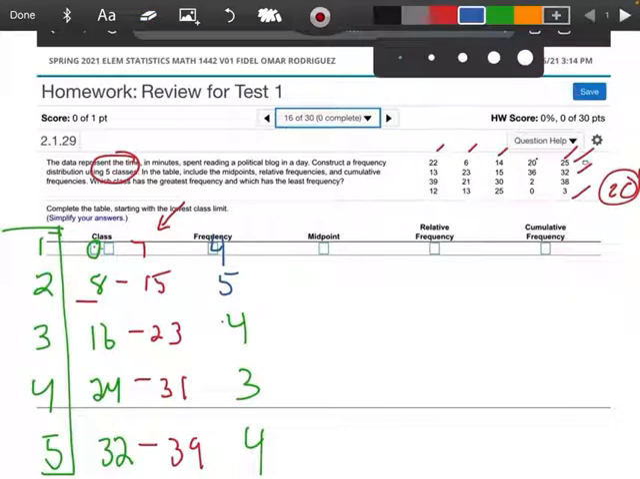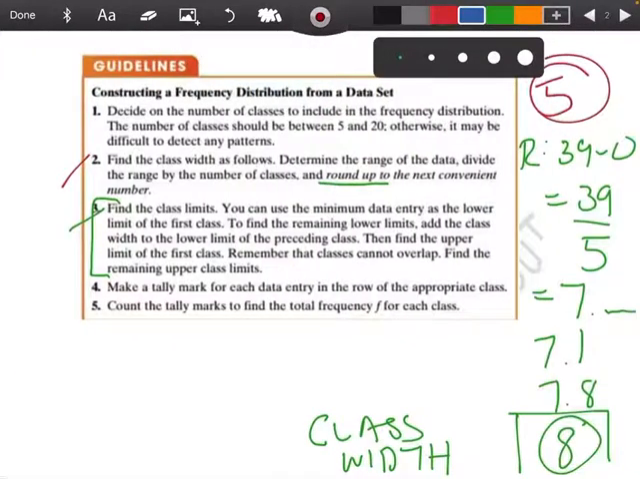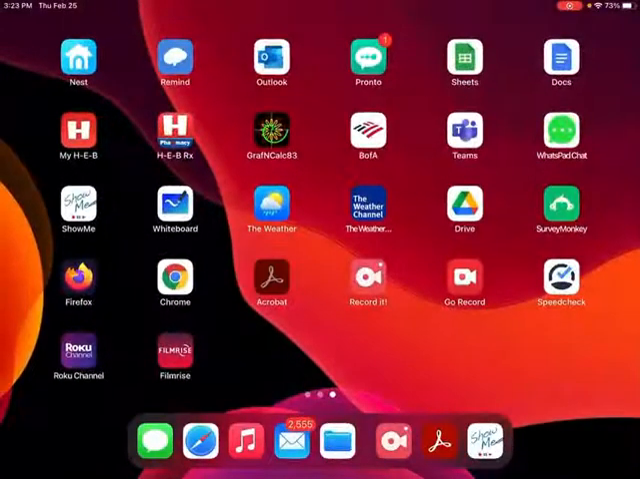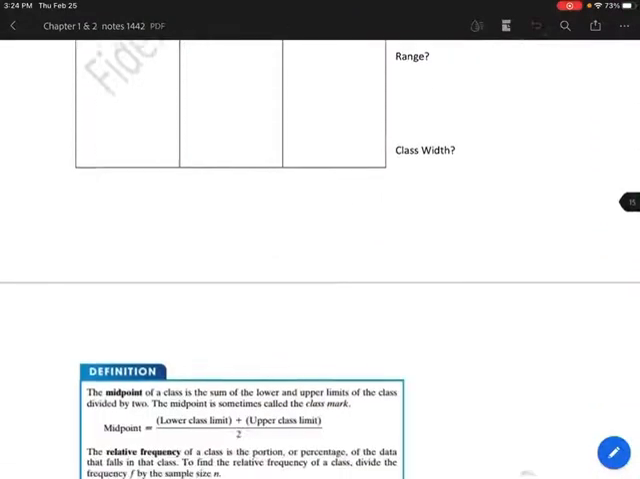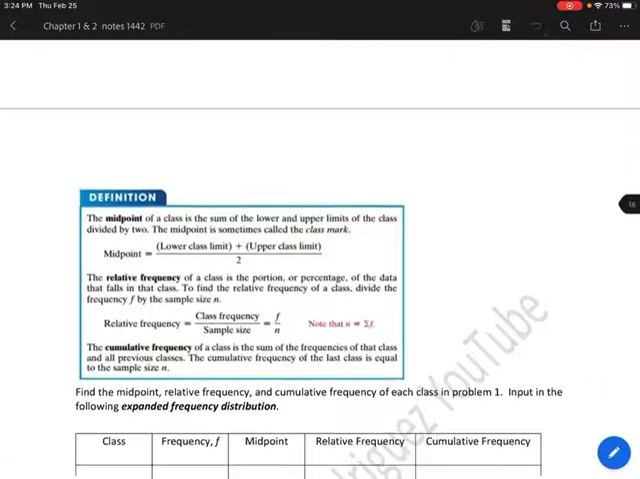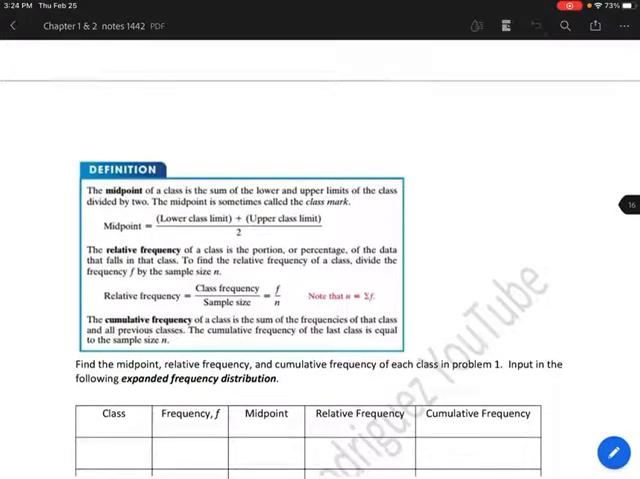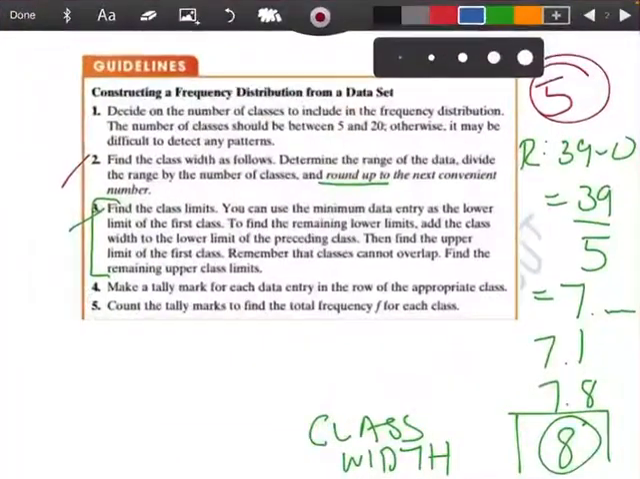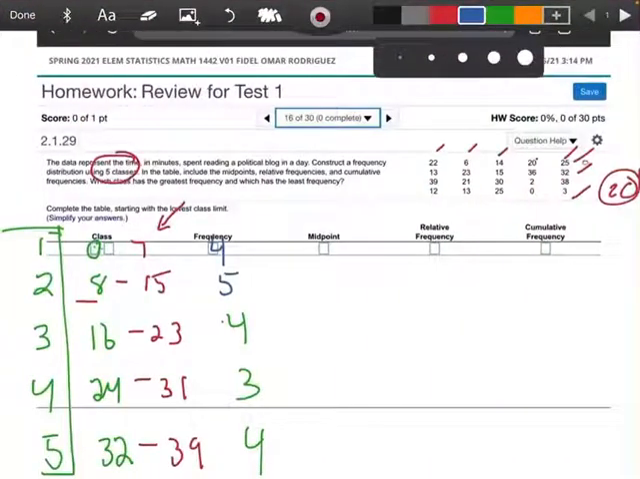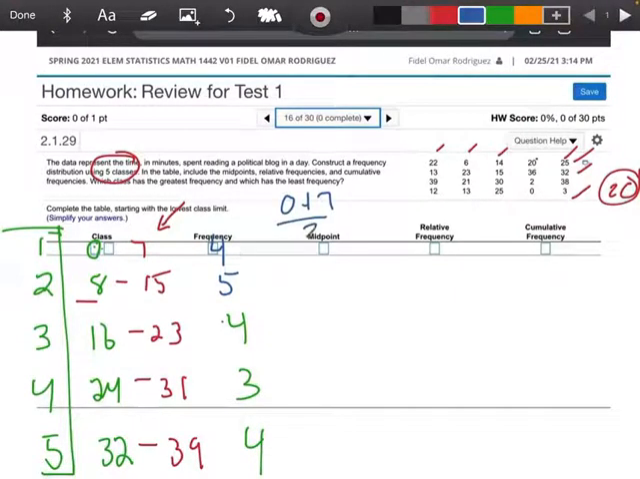So between 0 and 7, the way I find my midpoint, let's see, I should have it here too. No, I guess I didn't put it here. But let me see, I should be able to pull it up for you guys. Here we go. Here's the formula for my midpoint. It says I'm going to take the lower class limit and the upper class limit and divide them by 2. So let's do that. 0 plus 7 divided by 2 is 3.5. So the first one here is 3.5.